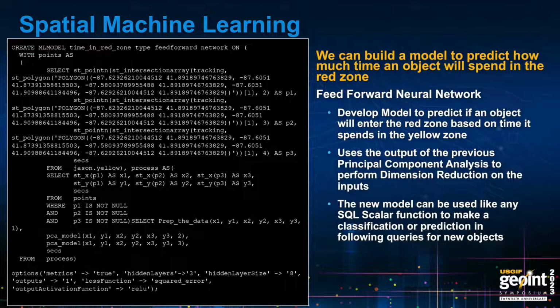Let's get to the meat of it. So here's our actual creation of the feed-forward neural network. You can see here that we're using the PCA model we created before to reduce the dimensions of input from 6 to 2. And after this is created, the model is usable as a SQL scalar function called time in red zone to predict if an object will enter the red zone based on the time it spends on the yellow zone. This can be used in follow-up queries on new data to make exactly that prediction.